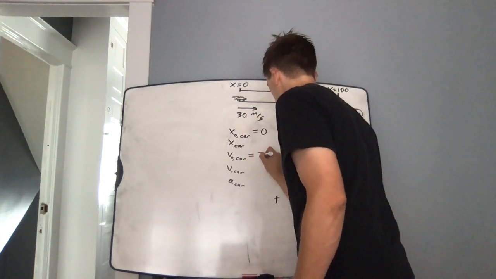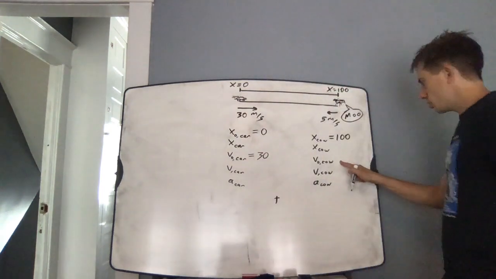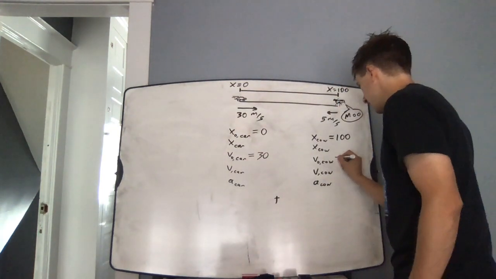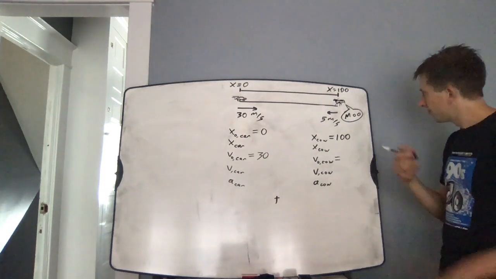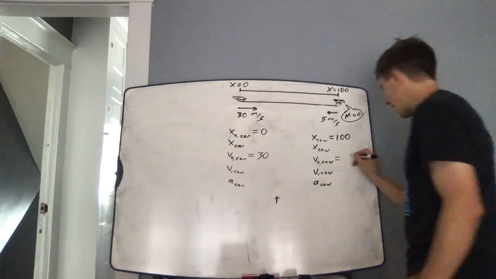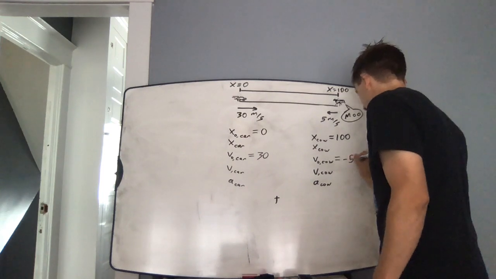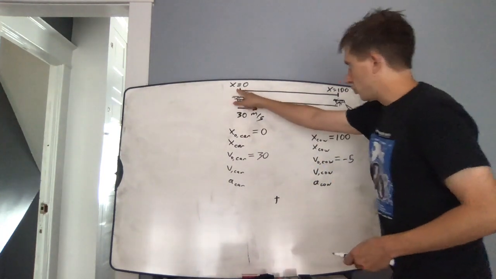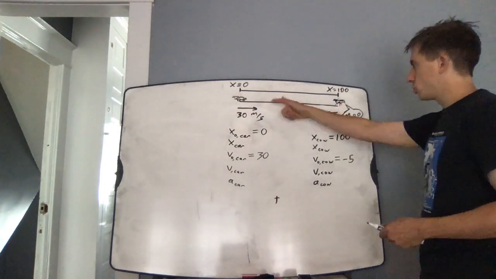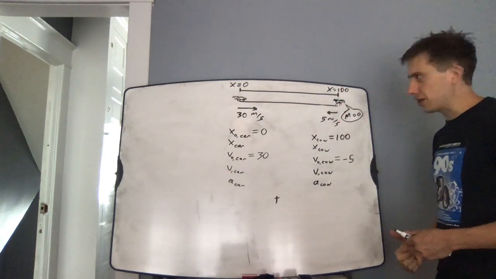We are moving that way. The initial velocity of the cow. Take a minute, think about what it should be. Pause the video if you want to. The initial velocity of the cow is -5 meters per second. Remember, the way I drew this coordinate system, to the right is the positive direction.